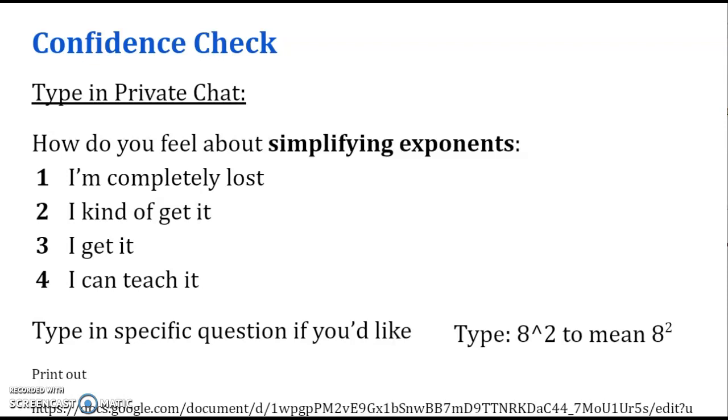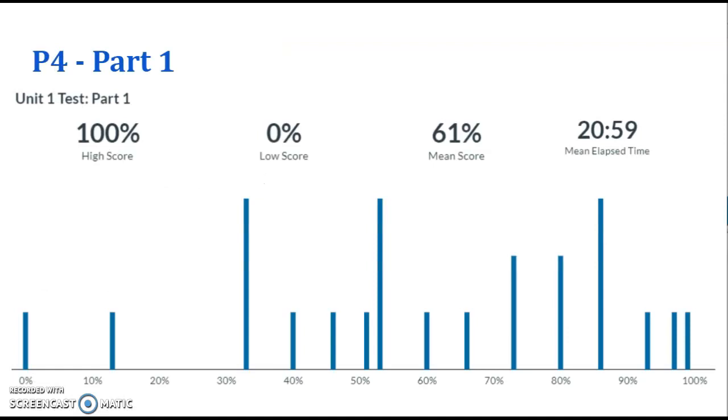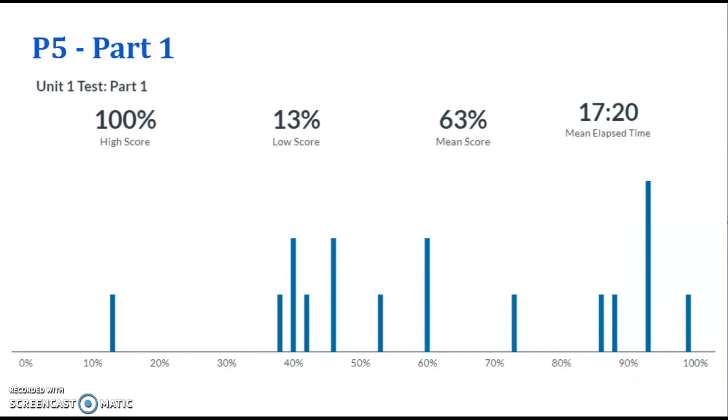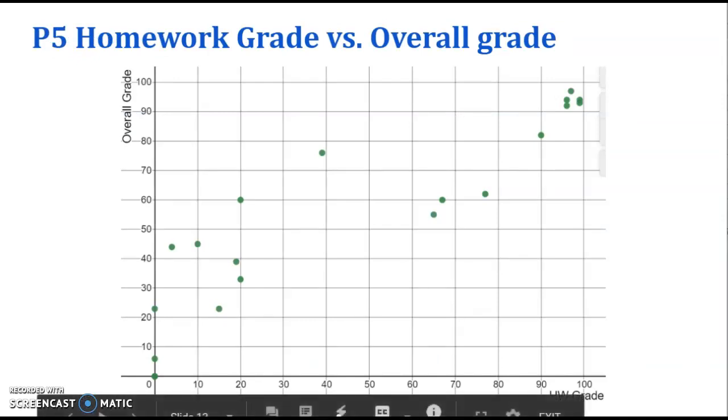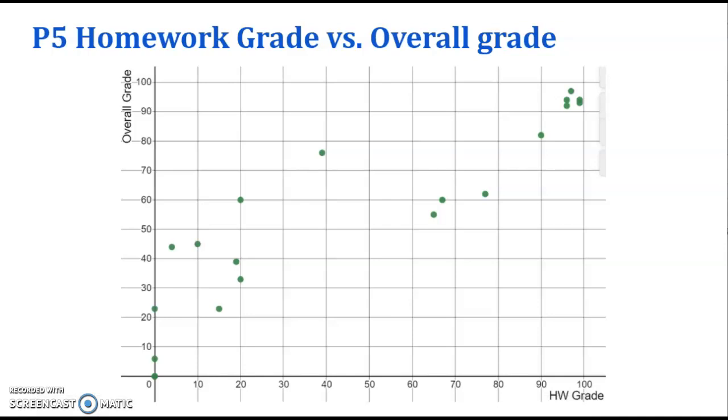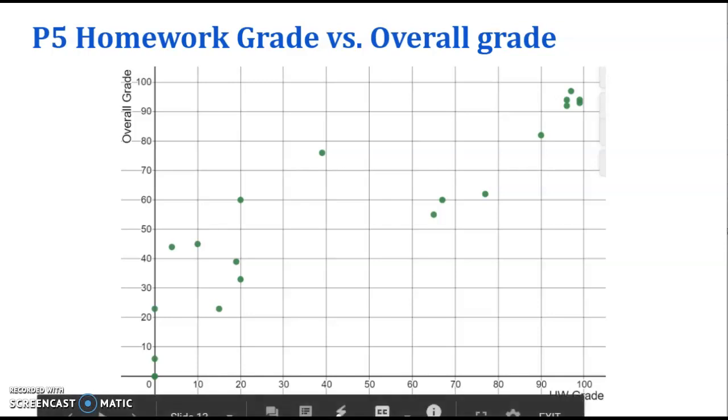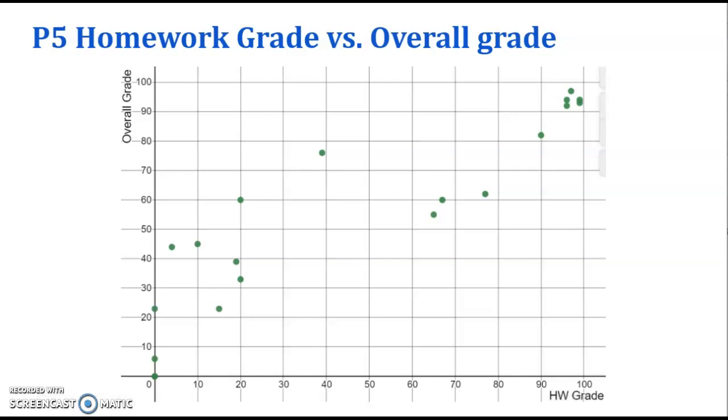But before we do so, I do want to go through some statistics from the quiz. Let me just explain what I've done. This is a scatter plot of students' homework grade versus their overall grade, and you can see that each of these green dots represents a student. So for this student, the student's homework grade was 90%, and his overall grade is like 81% or 83%.